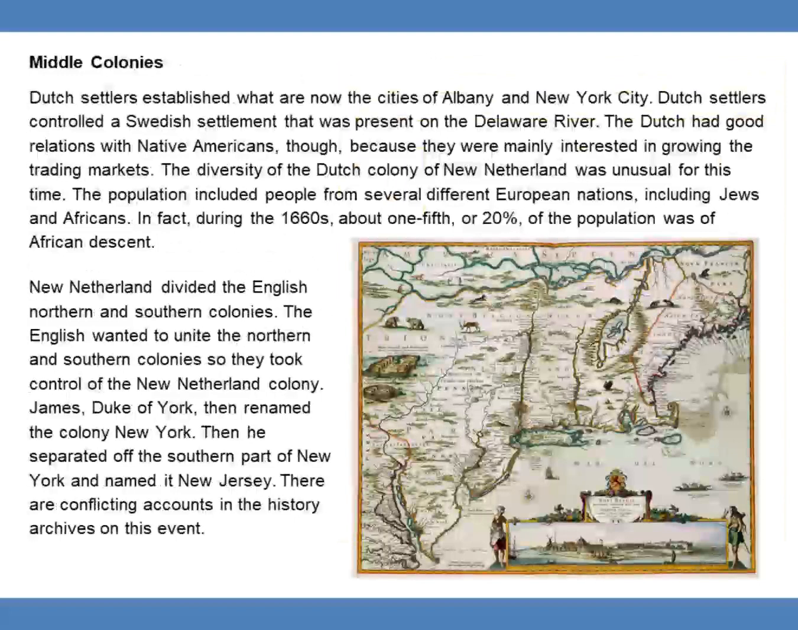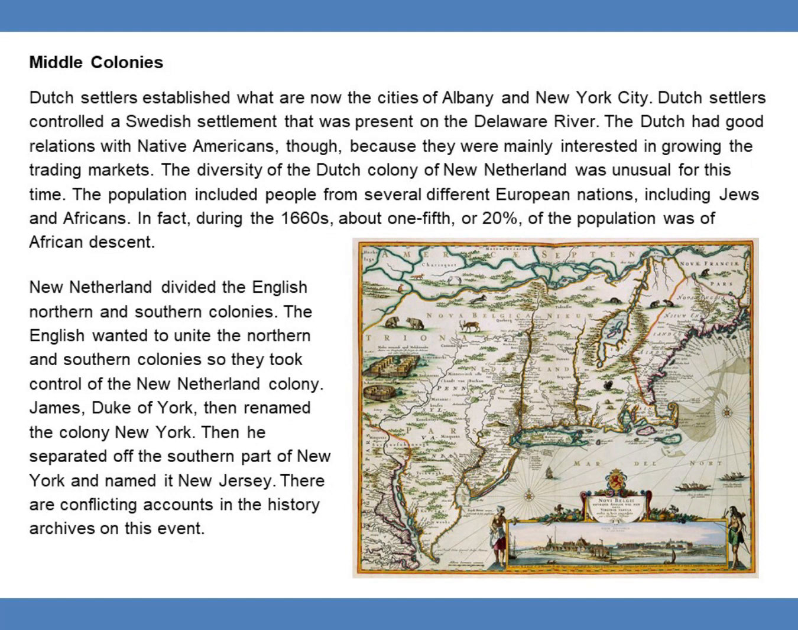Middle colonies. Dutch settlers established what are now the cities of Albany and New York City. Dutch settlers controlled a Swedish settlement that was present on the Delaware River. The Dutch had good relations with Native Americans, though because they were mainly interested in growing trading markets. The diversity of the Dutch colony of New Netherland was unusual for this time. The population included people from several different European nations, including Jews and Africans. In fact, during the 1660s, about 1/5 or 20% of the population was of African descent.